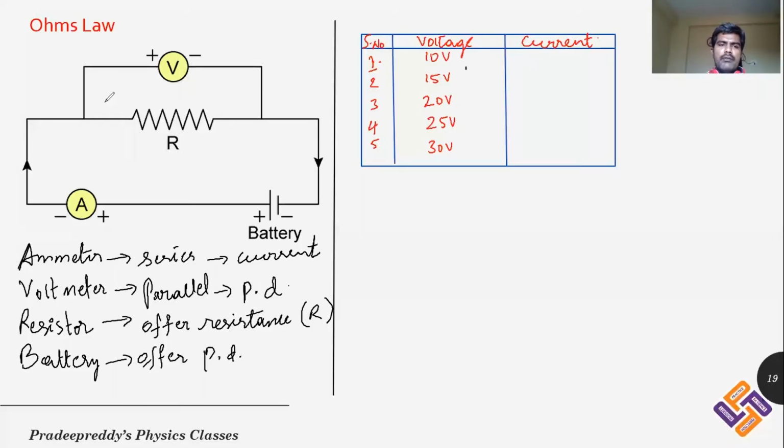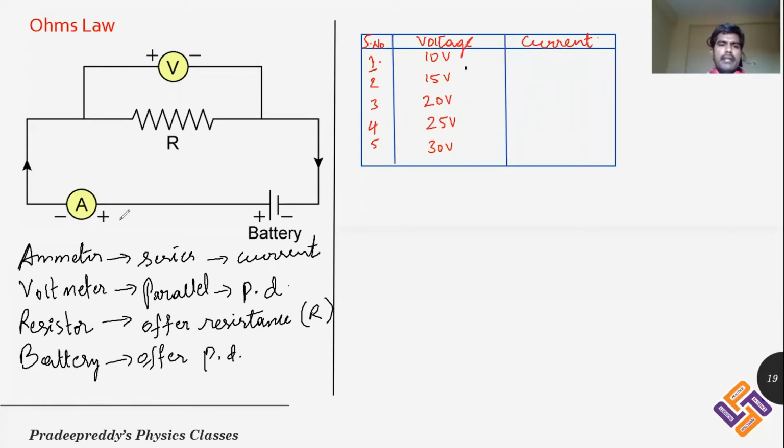Students, we will be conducting one experiment in order to verify Ohm's law. So this experiment consists of these components: a battery, a resistor, an ammeter as well as a voltmeter. Now you will be taking one battery and that battery will offer variable voltage. First you will be providing 10 volt to the circuit. Corresponding to that 10 volt, you will be getting some current in the circuit. I measure that current as it passes through the ammeter, which will be showing you some current in the circuit.